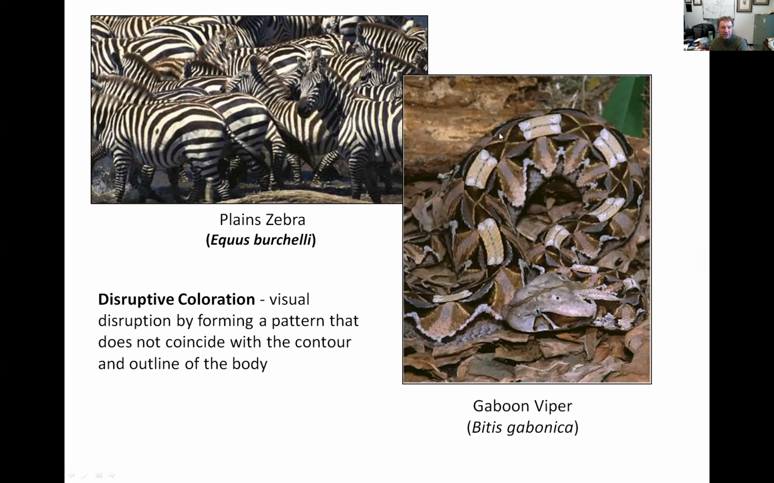Anyway, so as we've already said, predators can also use disruptive coloration as a way of making it hard to tell where the outline of the body is.